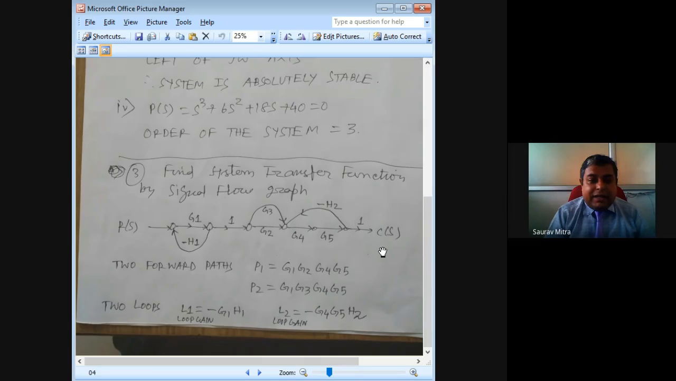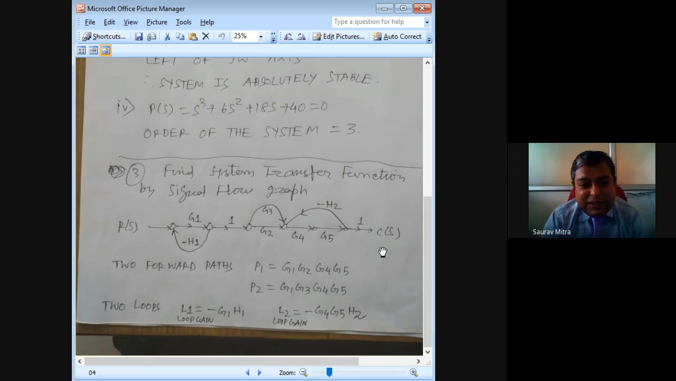What are the things to check here? We know that the rule we are using here is Mason's gain formula. So what is meant by Mason's gain formula? Mason's gain formula is nothing but finding the system transfer function by signal flow graph in one shot. But to do that in one shot, we have to have some basic understanding of it.